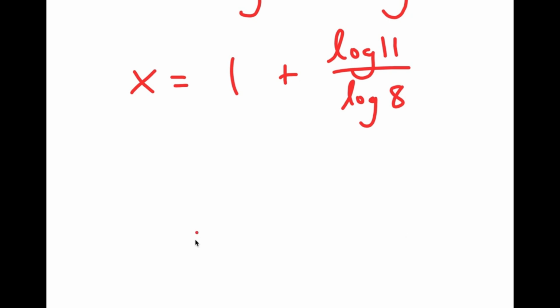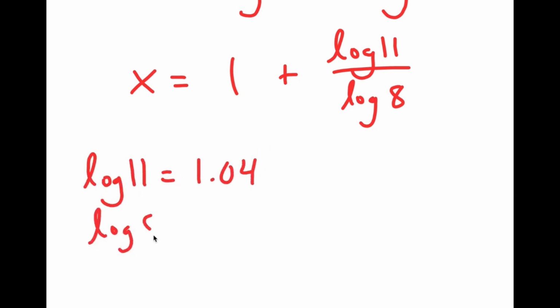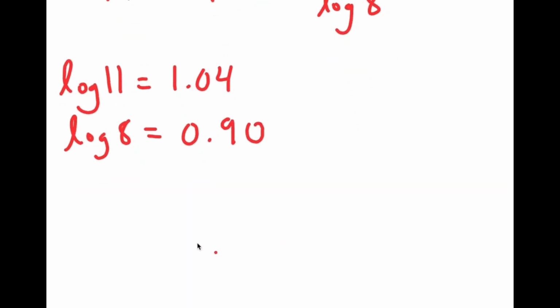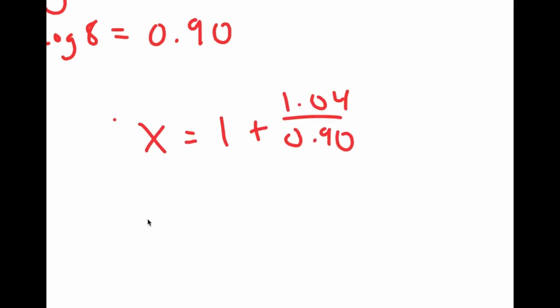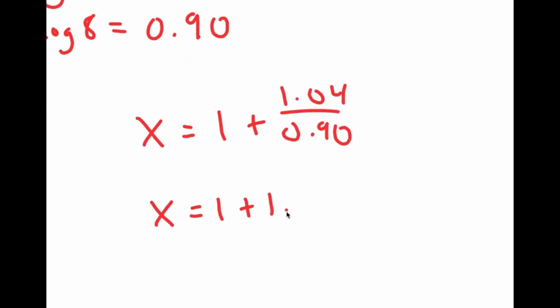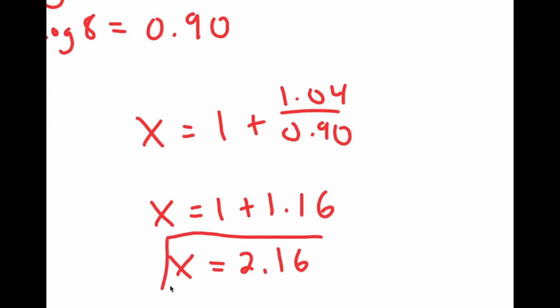So log 11 is equal to approximately 1.04, and log 8 is equal to approximately 0.90. So I get x is equal to 1 plus 1.04 over 0.90, which is equal to 1 plus 1.16, meaning x is equal to 2.16. So this is my answer.